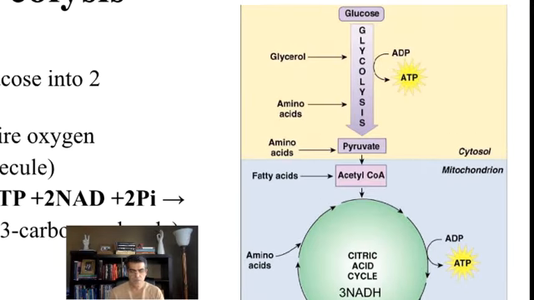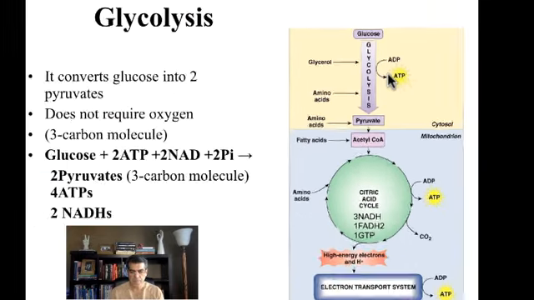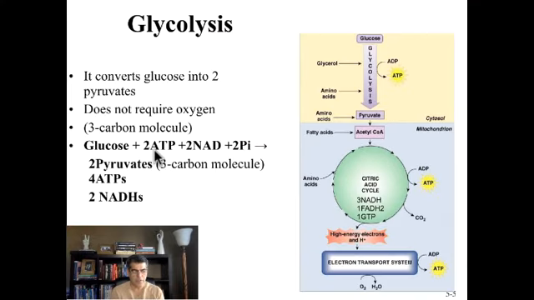Every time you burn one glucose, and you know glucose has 6 carbons, you have to first spend some energy before you create some product. In this process, I have to spend 2 ATPs. As a result, I'm going to create 4 ATPs, and then I'm going to create 2 pyruvic acid. Each pyruvic acid has 3 carbons. And then I'm going to create 2 NADH also, just like this.